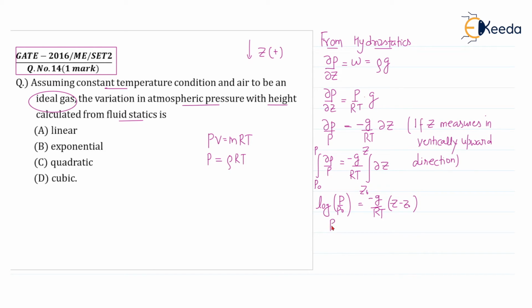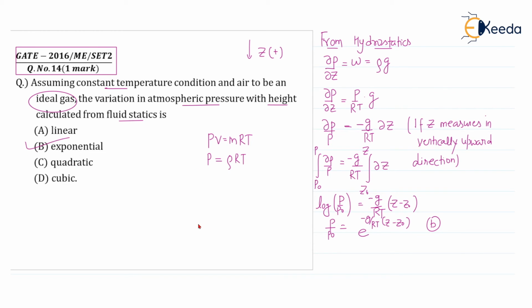So the value of P by P naught will be equal to e to the power of minus g by RT into Z minus Z naught. The whole right hand side term will go to the power of e, that is exponential, minus g by RT, Z minus Z naught. So the answer is your B. The variation of atmospheric pressure with height is your exponential. So the answer is B. Correct.